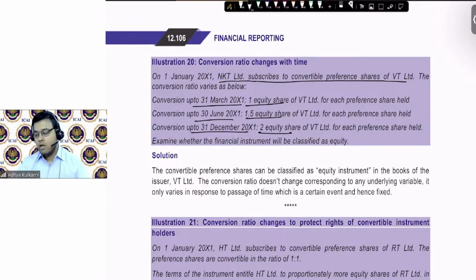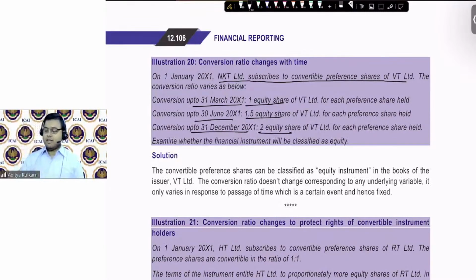Answer is yes. Time will always pass. And therefore, the variability in the number of equity instruments for conversion, will you have to take it as a financial liability? Answer is no. You will have to take it as equity. Is it okay? Yes, absolutely right.